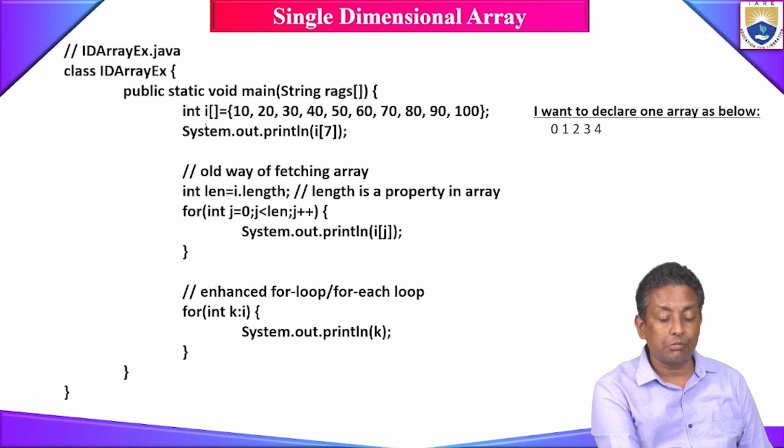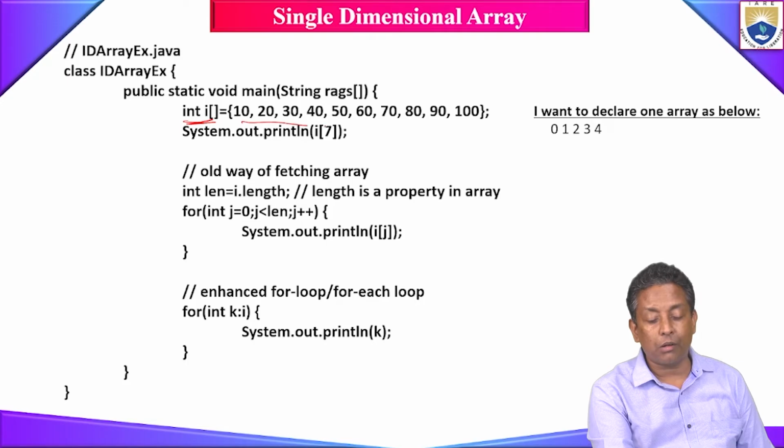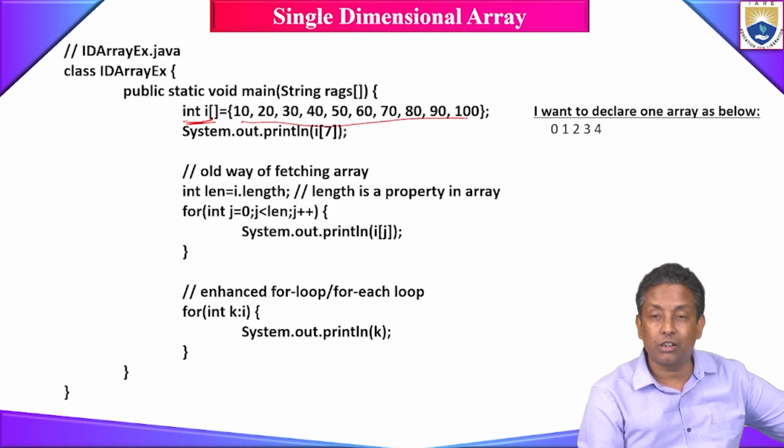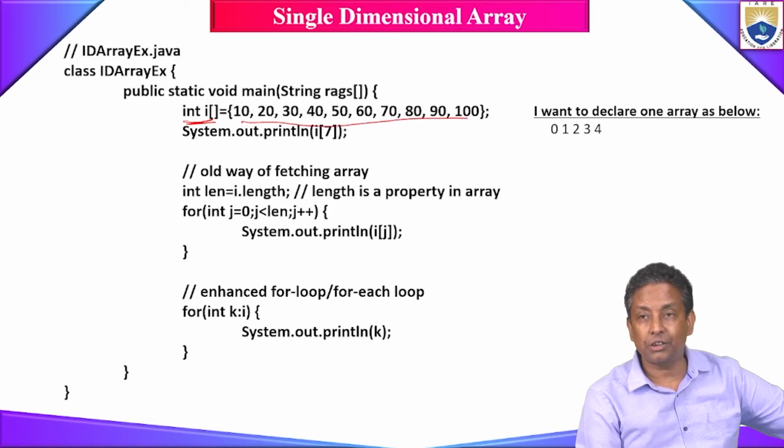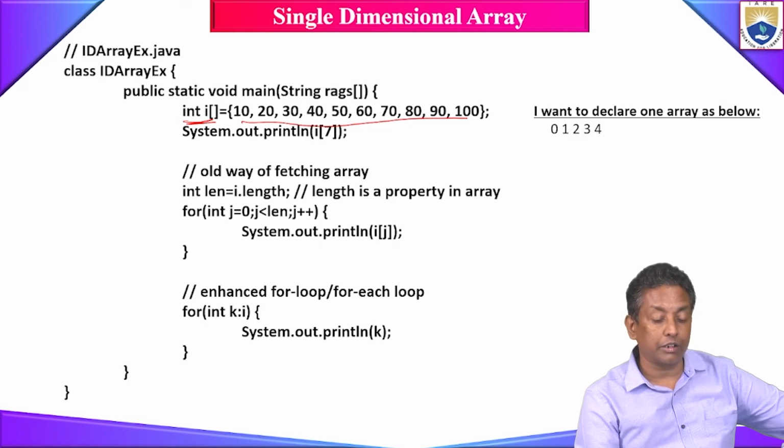So by seeing this, tell me what is this? Int I square bracket is equal to, where we initialize all the values. So what do you call this? This is called dynamic array declaration. For it I have index number 7, that means 8 values: 0 1 2 3 4 5 6 7, and 80 will be printed. This is 7, this is 8, this is 9, 0 to 9.